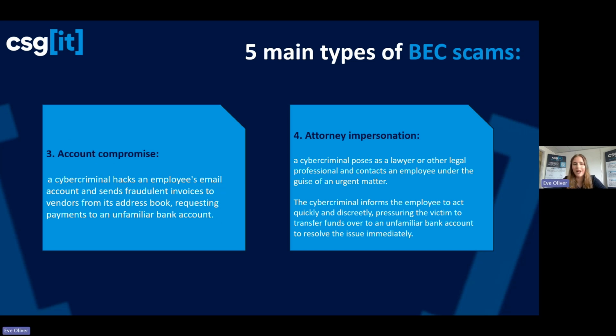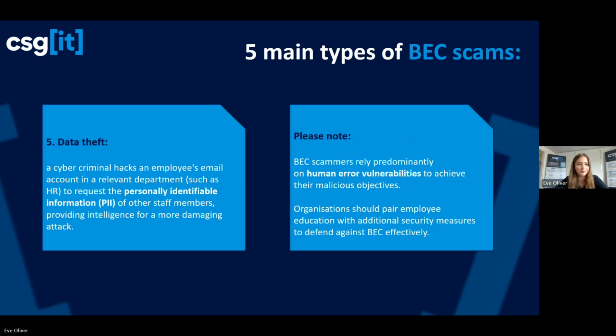The third one is account compromise. So this is where a cybercriminal hacks the employee's mail account and sends fraudulent invoices. And then attorney impersonation. So posing as a lawyer or any other legal professional and then contacting them through an urgent matter. All things that we can all be victims of. So that's why having that extra layer of security can help protect.